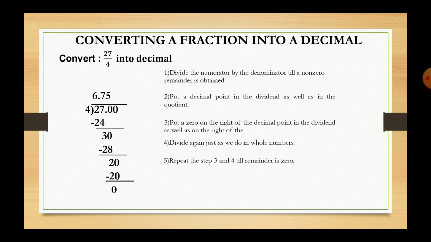No, but it can have something in 4's table. So 4 sevens are 28. So 30 minus 28 gives you 2. As you already have a decimal in the quotient, this 2 becomes 20. And as this 2 becomes 20, it is divisible by 4 five times. So 4 fives are 20. As you have received a remainder of 0, the fraction 27 upon 4 is written as 6.75 in decimals. You have to continue your division till you receive a remainder 0.